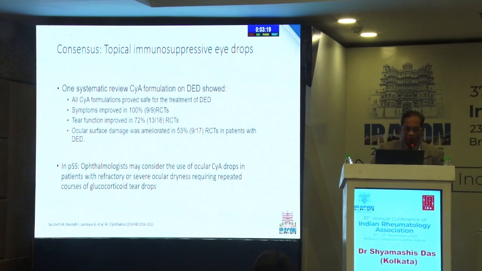About topical immunosuppressive eye drops, one systematic review looked at cyclosporine A formulations for dry eye syndrome. They were proved to be safe for the treatment of dry eye disease, and symptoms improved in 100% in RCTs. Tear function improved in 72%, and ocular surface damage was ameliorated in 53%. So this is a reasonable alternative to tear substitutes, and it can be used along with them. Ophthalmologists may consider the use of ocular cyclosporine drops in patients with refractory or severe ocular dryness requiring repeated courses of glucocorticoid eye drops.